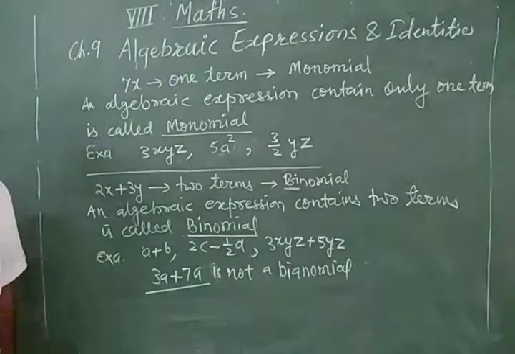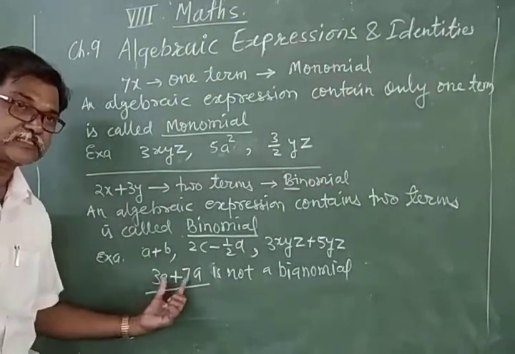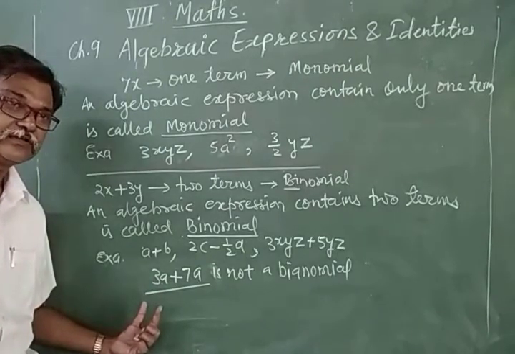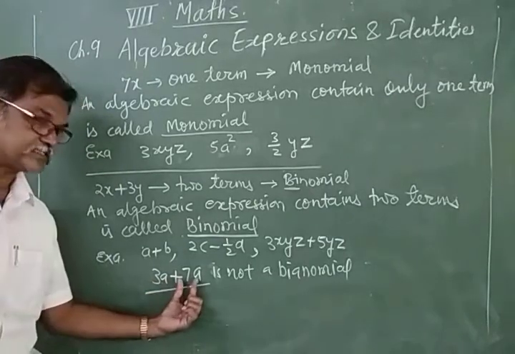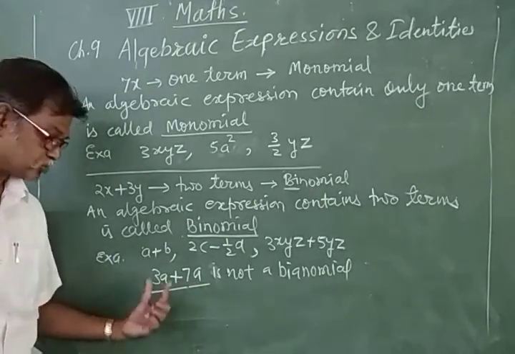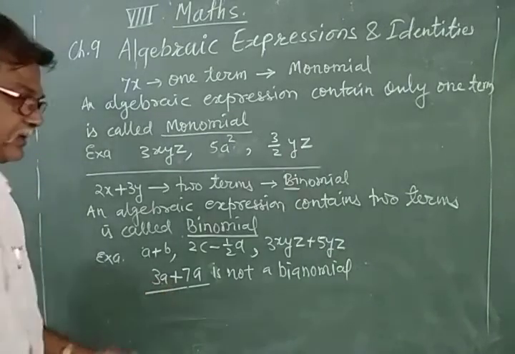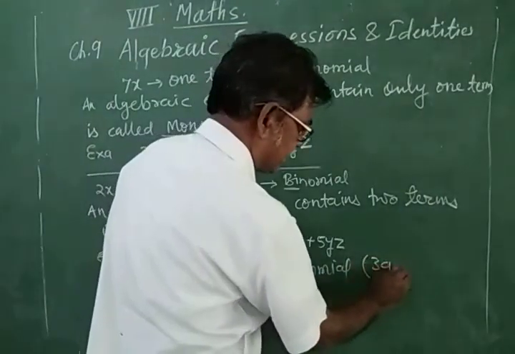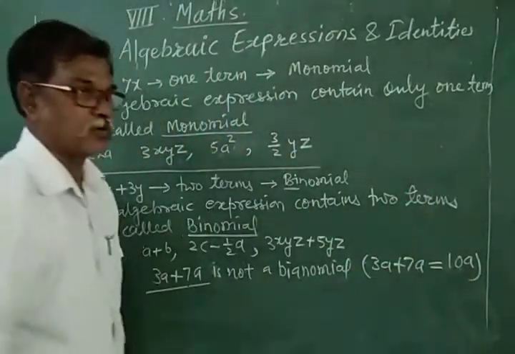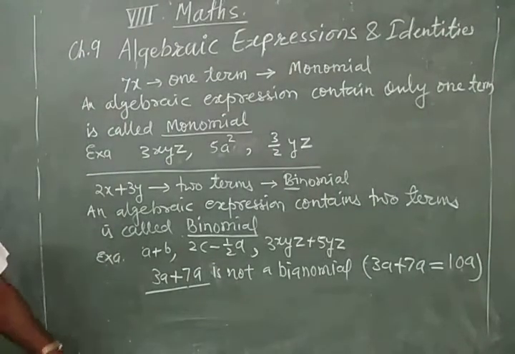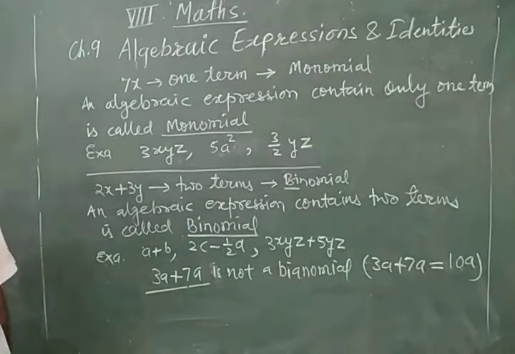Why it is not binomial? It is having two terms, but 3a plus 7a, if we add it, we can add this 3a and 7a, 10a. So this is 10a, so it is monomial. Here we can write 3a plus 7a is equal to 10a, which becomes monomial. It looks binomial, but after solving, we get only monomial.